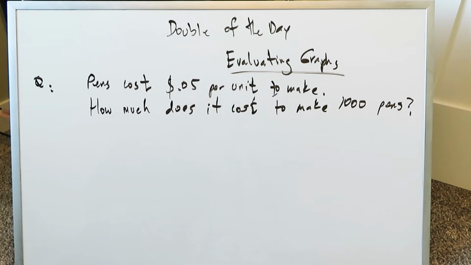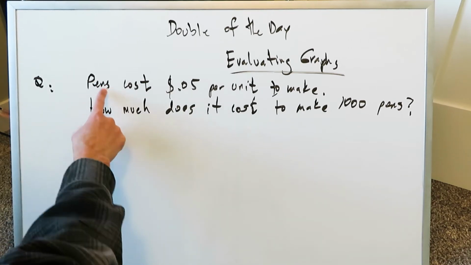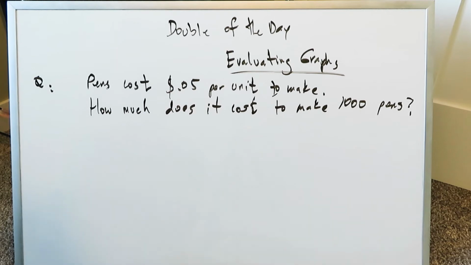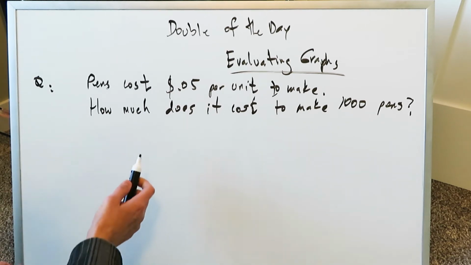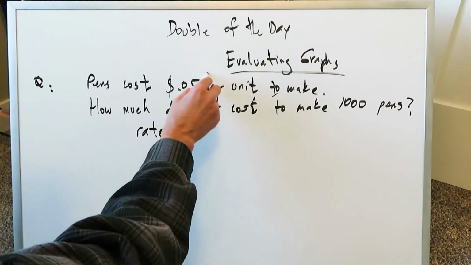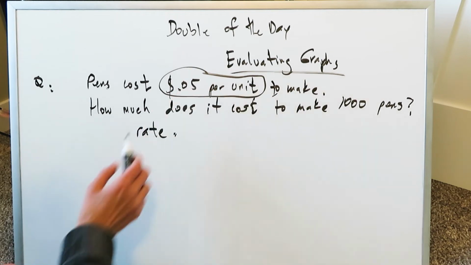Let's look at this question, and we'll use graph and we'll use algebra to look at this. It's still an evaluating a graph type of question. Pens, like the writing pen, cost 5 cents, $0.05 per unit to make. How much does it cost to make 1,000 pens? It's a fairly easy question. But what are we looking at over here? We're looking at something which is a rate. The rate is this, because you're seeing something which has more than one unit.